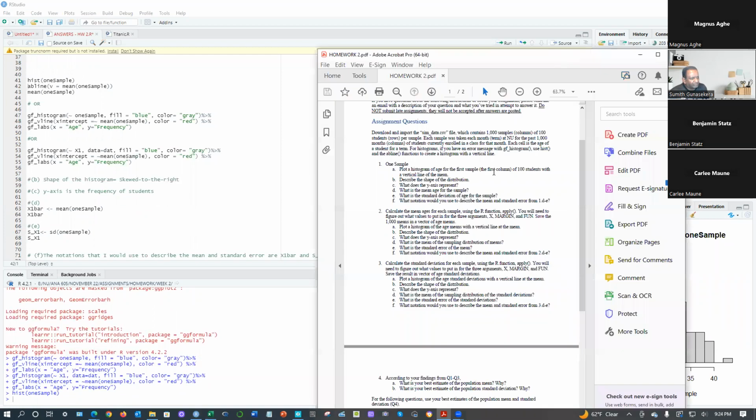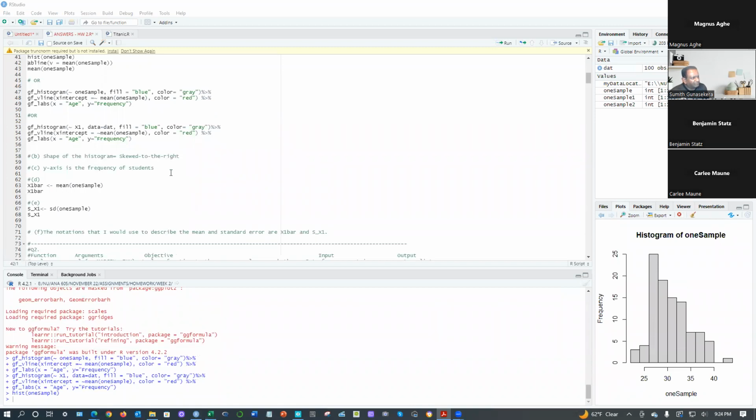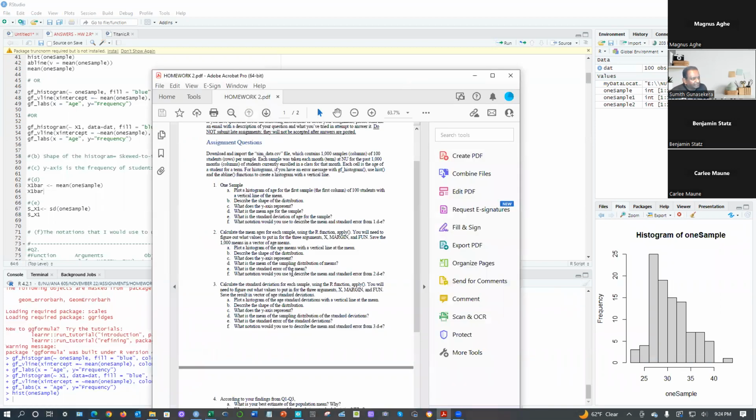So they're going to ask some questions. Describe the shape of the distribution. What does the y-axis represent? The y-axis is what? Frequency of students, number of students. No. What do you mean by number of students in each bin? No. Each bin or rectangle. See, the y-axis. How about the x-axis?